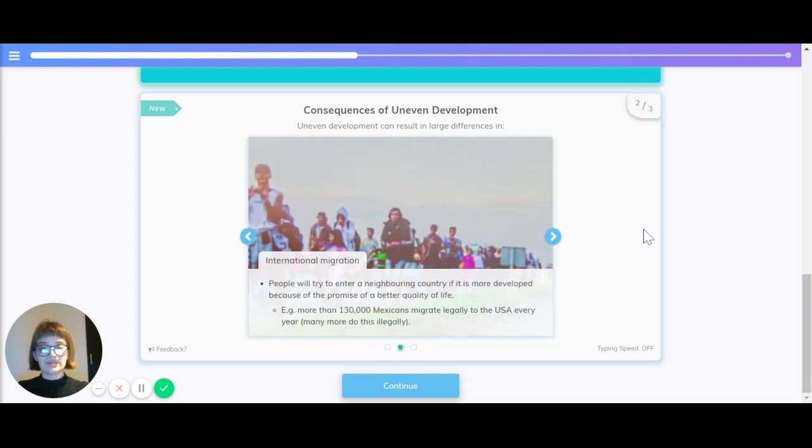Also, international migration. People try to enter a neighbouring country if it's more developed because of the promise of a better quality of life. For example, more than 130,000 Mexicans migrate legally to the US every year.